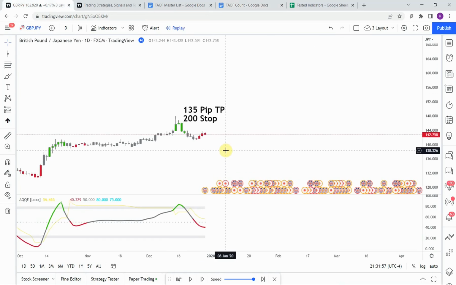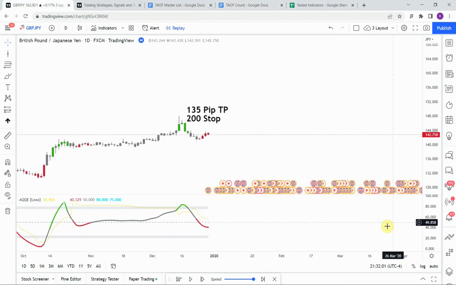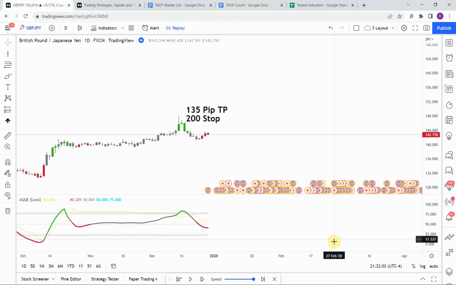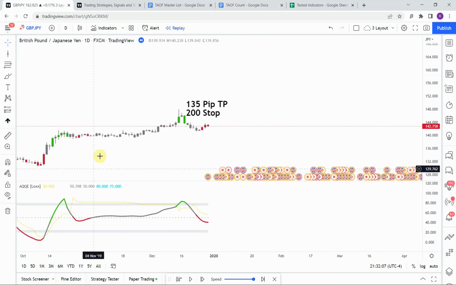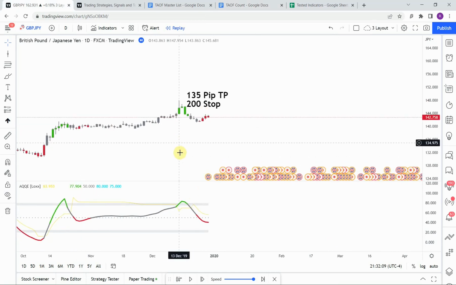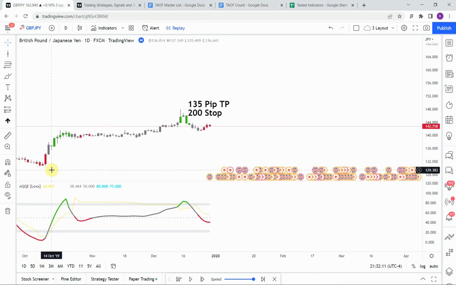Okay, so today's indicator is the adaptive QQE indicator. You can see it here on the bottom of the screen. And so I did go in and turn on the bar coloration with this particular indicator.